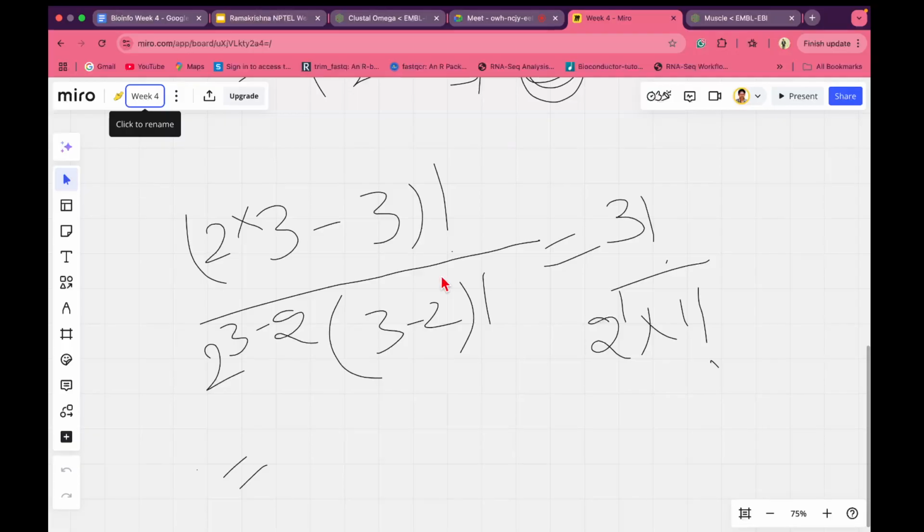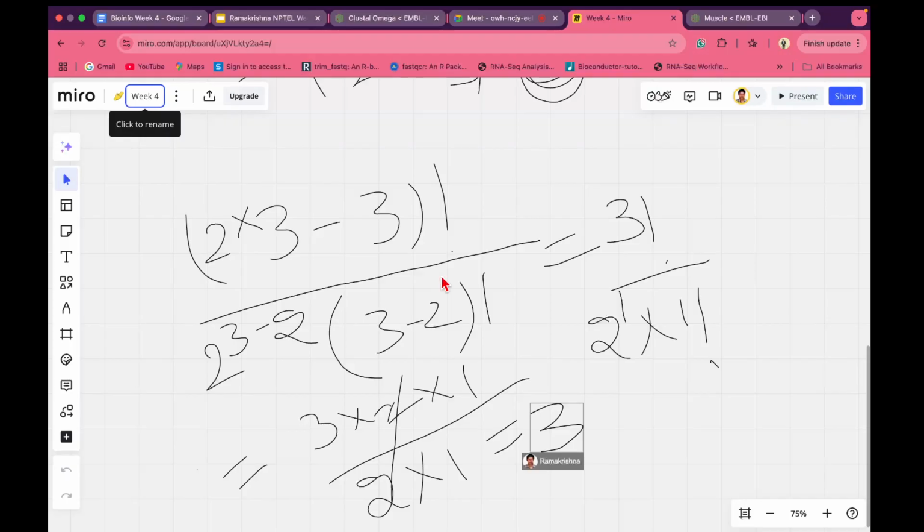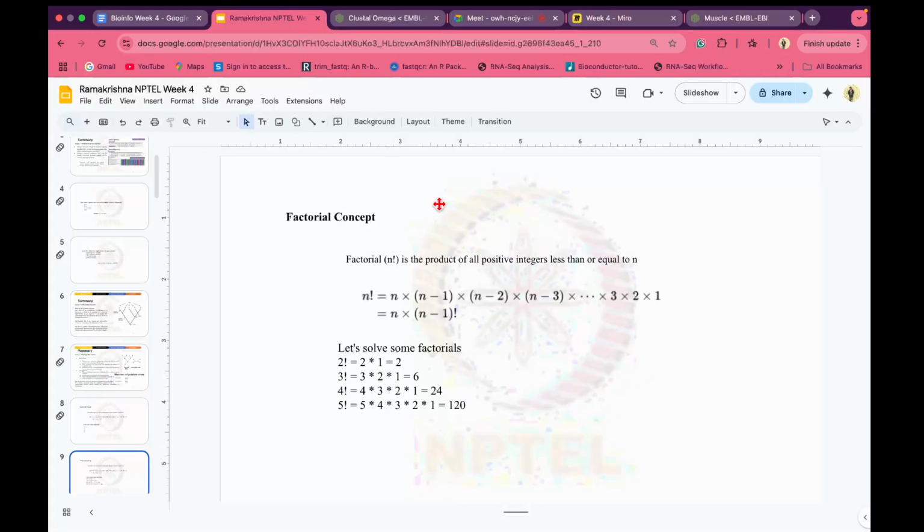So which is 3 into 2 into 1 divided by 2 into 1. So that gives 3. So for a given 3 sequences, there are 3 possible rooted trees.